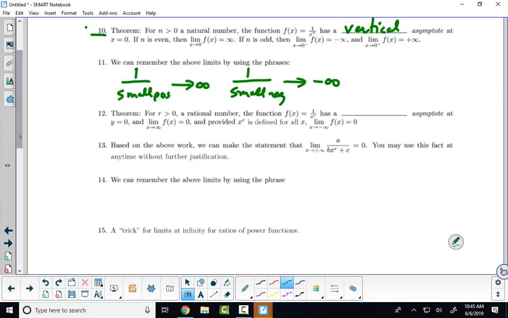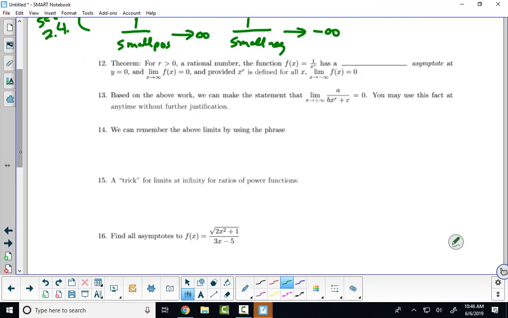Now, this is just a recap of section 2.4. Okay, that's what we did, that's what you've been working on. The new material is here.